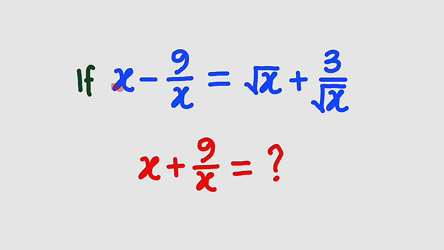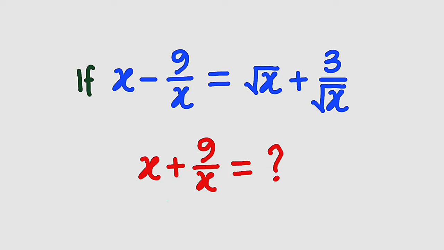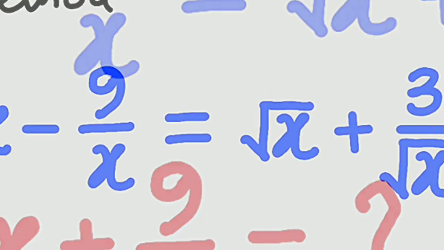The question reads: if x minus 9 divided by x is equal to the square root of x plus 3 divided by the square root of x, we are asked to find the value of x plus 9 divided by x. I'm going to present you two methods and I would like you to decide the best method. But in each case we are going to take this equation and simplify it in terms of the second expression.